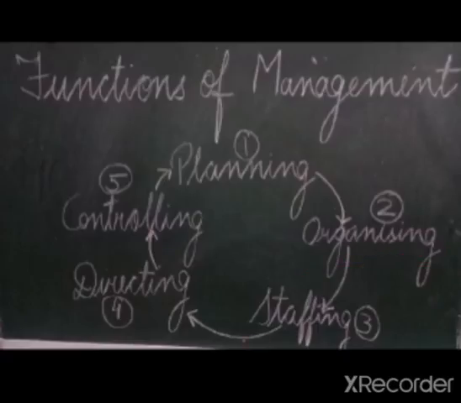Coming to the third function, that is staffing. Now, putting the right person on the right job is known as staffing. A person who is an MBA in human resource will be given a job in the human resource department. A person who is a management expert in finance will be given a job in the finance department. This is how, when we are assigning the right job to the right person, it is known as staffing.